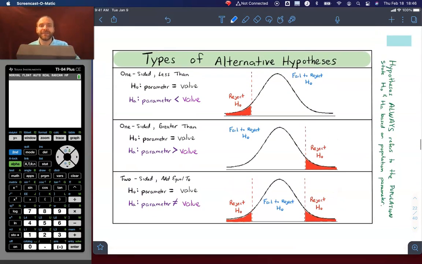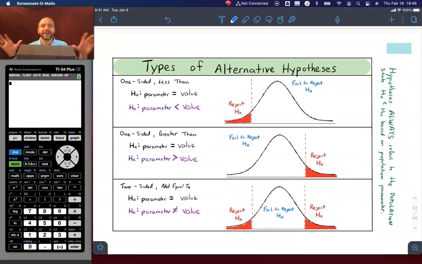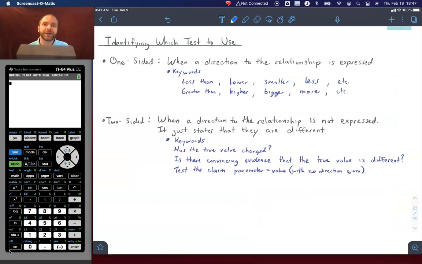And so here's kind of my notes on it as well, which you can see I kind of outlined before. A little bit of help is right here. For one-sided, when a direction to the relationship is expressed, you're probably dealing with a one-sided test. Keywords to look for: less than, lower, smaller, less, etc. Greater than, higher, bigger, more. So those are keywords that lead to one-sided alternative hypotheses.